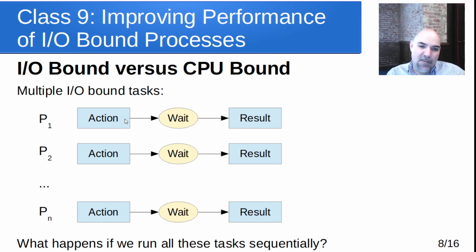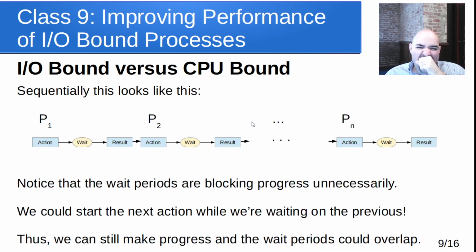And you know, they each have their own action and their own thing they're waiting for. So if we run those tasks sequentially, we get a diagram that looks something like this. So we do process 1, we wait for it to finish, and then we start process 2, we wait for it to finish, and so forth all the way up to the last one. Start process N, wait for it to finish, and then we're finally done at the end.